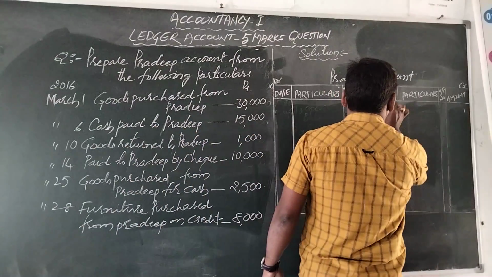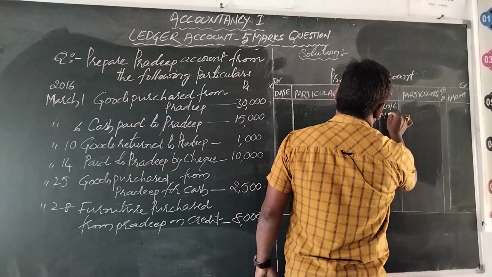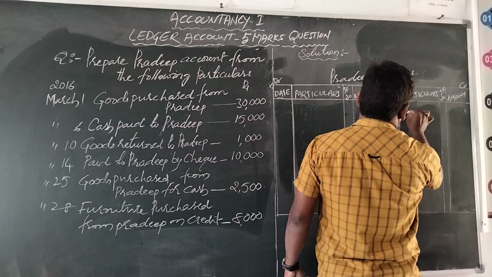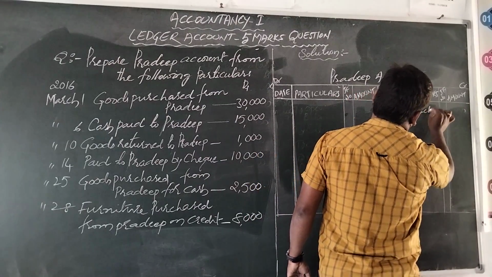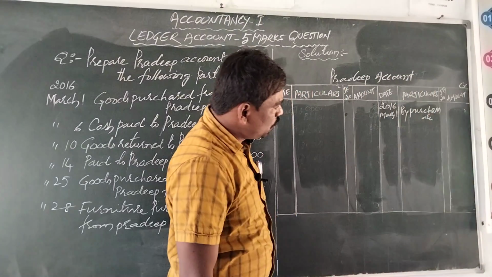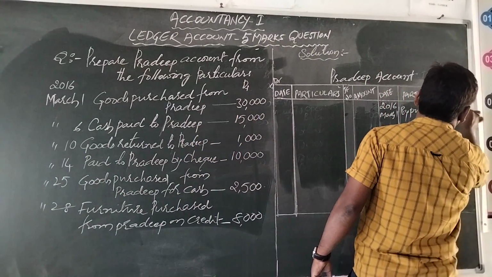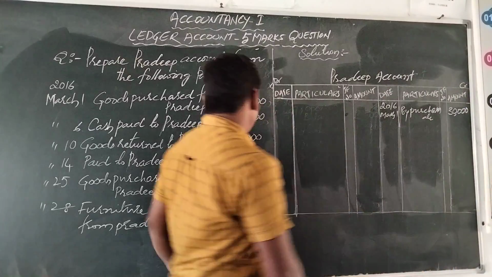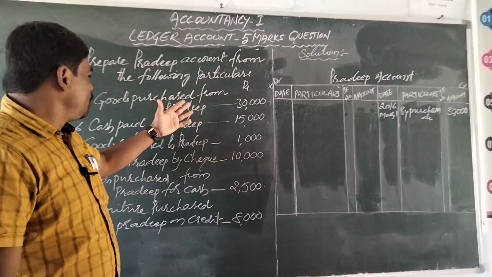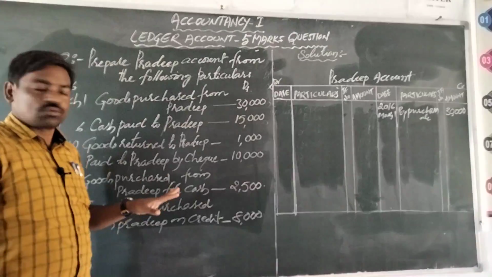First, you write the date, 2016 March 1st, by purchases account or goods purchases account. You write either purchases account or goods purchases account. Amount of rupees 30,000. So the first transaction is recorded in the Pradeep account. And one more posting, the ledger posting in the purchases account, we just think of in our mind. Come to the next one.